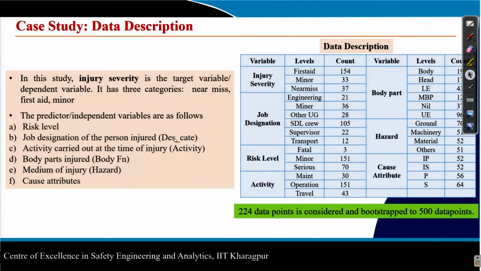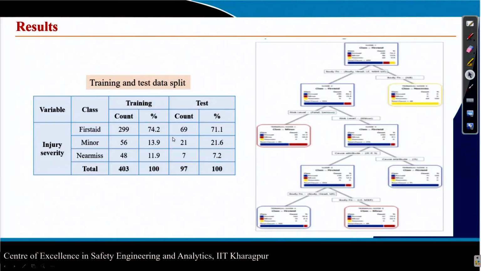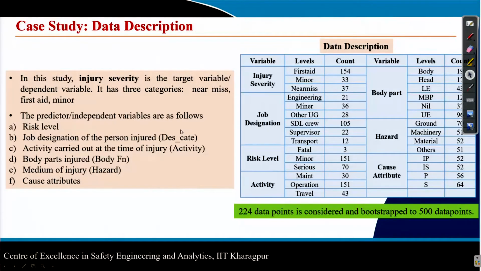So with this background, now I will show you the result. I can tell you one thing here, that although we had 224 observations, we bootstrapped to 500 observations. Here data points means basically observations. The primary purpose is to increase the number to suit the machine learning model, for that CART model based on a machine learning approach.